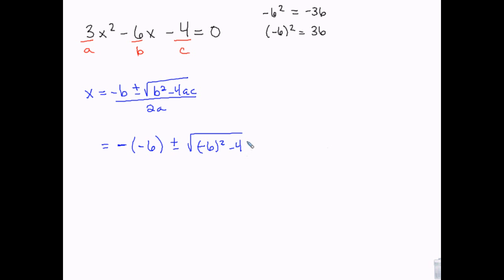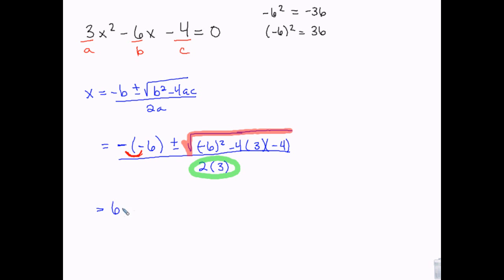Minus 4 times A times C, divided by 2 times A. Okay, I'm going to be working underneath the radical and doing this multiplication. Also, my double negative is a positive. He's happy.